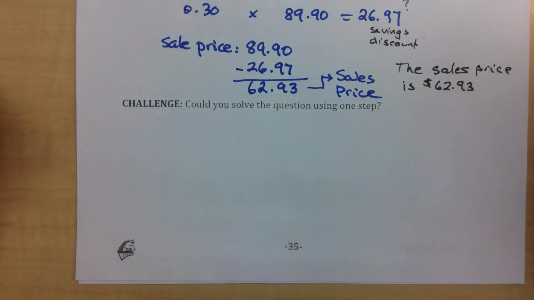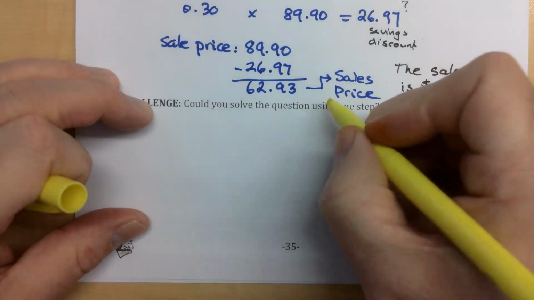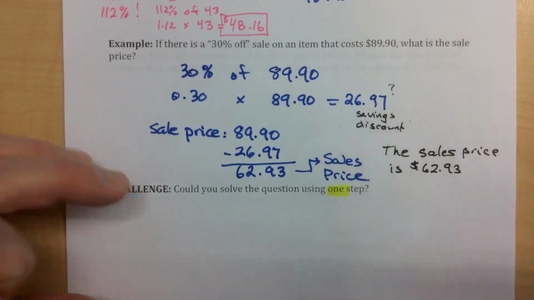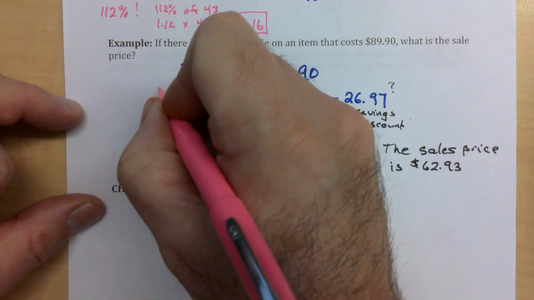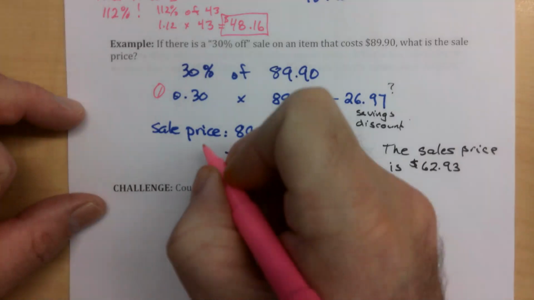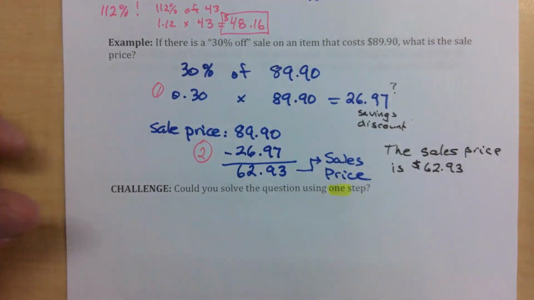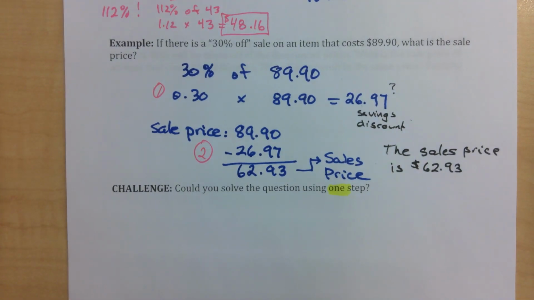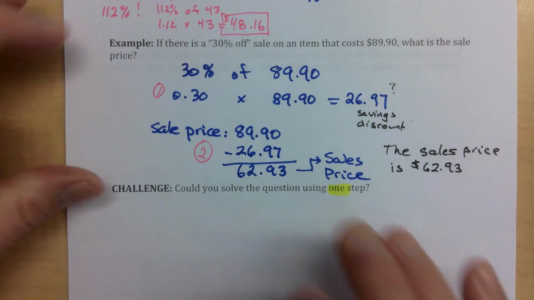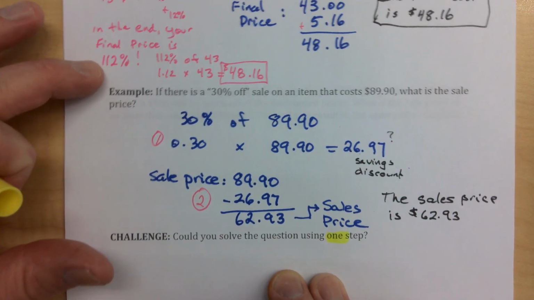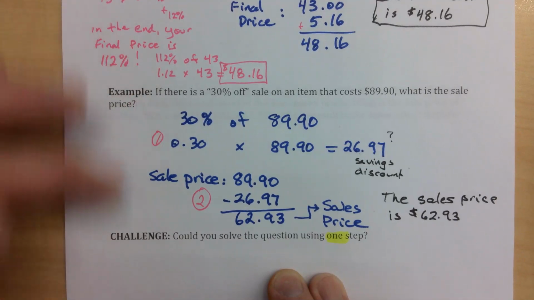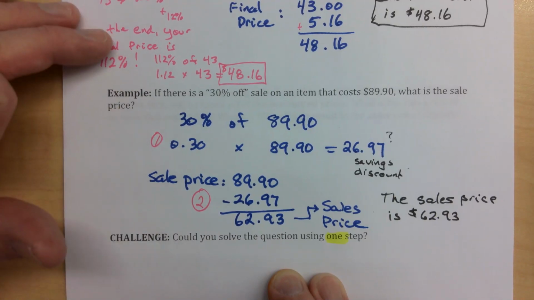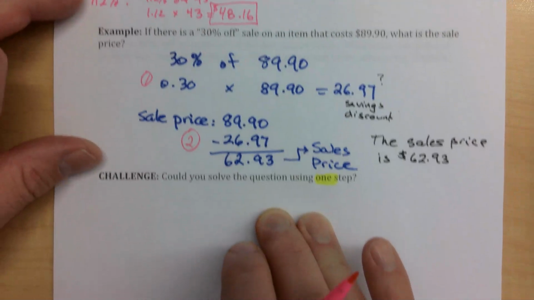Okay, now there's a challenge here. It says, could you solve the question using one step? So what it's saying to you is, first you found a percent of a number, which was step one, and then step two required you to subtract that number. And that's no big deal. It's two steps, fairly straightforward, and they don't take up too much time. But in a similar way of mathematically thinking, is there a shortcut available?